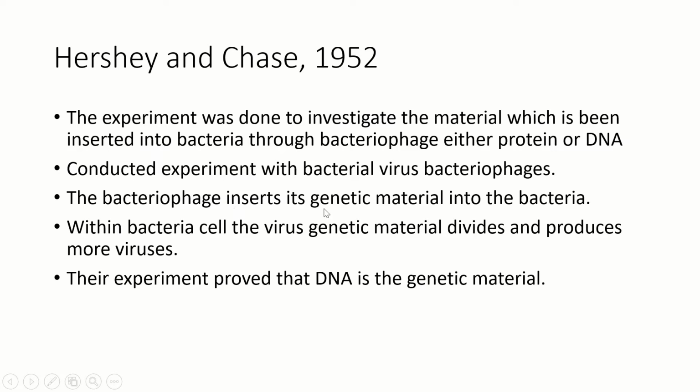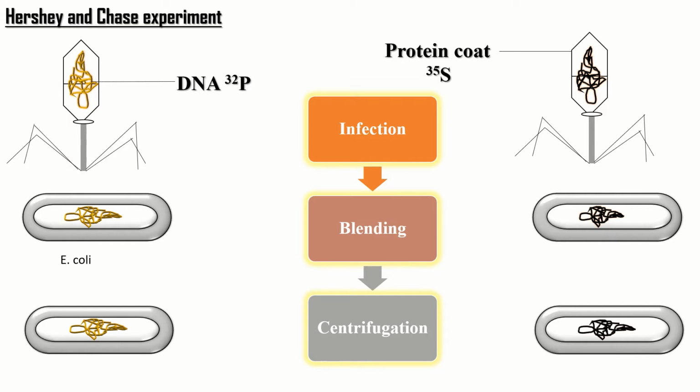So when the bacteriophage inserts its genetic material into the bacteria, the final result that was obtained was that DNA is the genetic material. How? We are going to see through this diagram, and this diagram is made by me, so please read this diagram. Now in this particular experiment, three steps were made. First is infection, second is blending, and third is centrifugation.